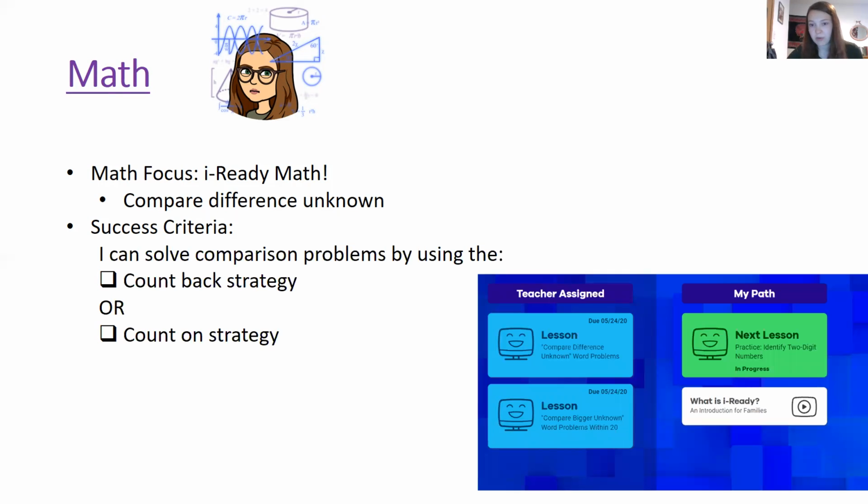So today when you open up iReady, you'll see that we have two teacher assigned lessons this week, and the only one that you need to do for today is the one at the very top that says compare difference unknown word problems. Okay, and these are word problems, so remember to click on the little speaker next to the word problem so that the people on iReady can read it to you, okay? So that is it for today for writing and for math.